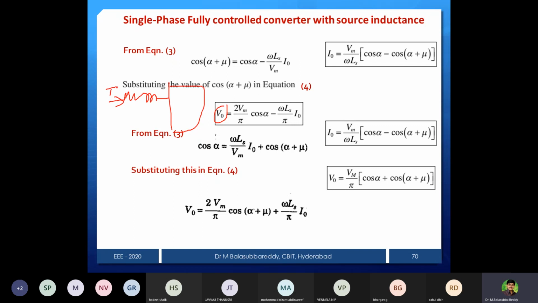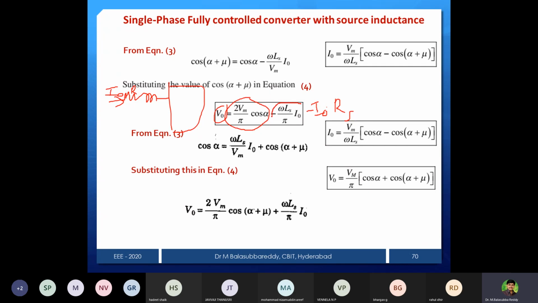If some current I naught is passed through the resistance, what is the drop? Now you add minus I naught into R. This is the average expression, if the resistor also considers source resistance, RS. Got it? This is 2 Vm by pi into cos alpha without source impedance effect.